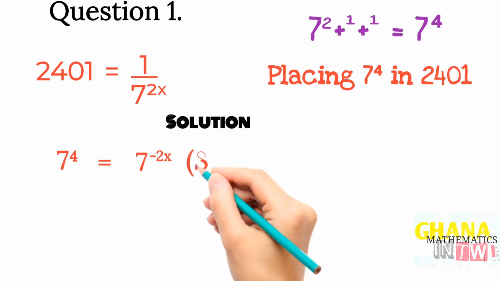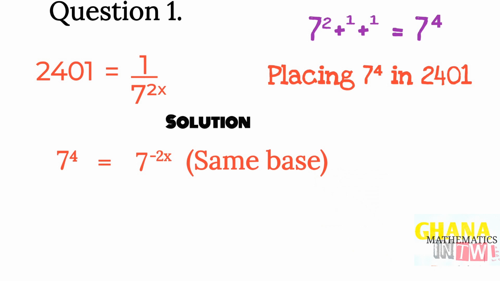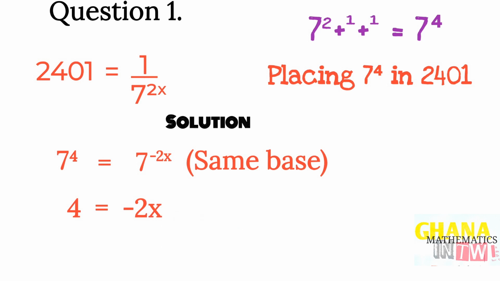It means that x is some number, and if I multiply the negative 2 by x, I have to get 4. So same base, I'll neglect the 7 and I'll deal with the powers. If I have the same base, the base being 7, I only deal with the powers.